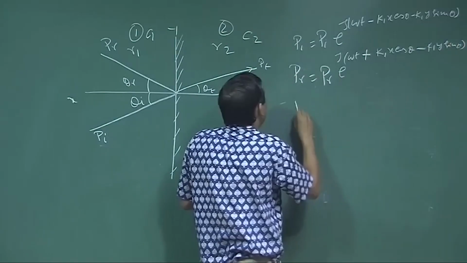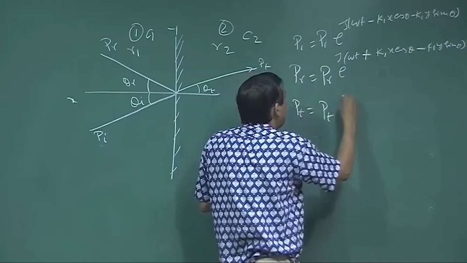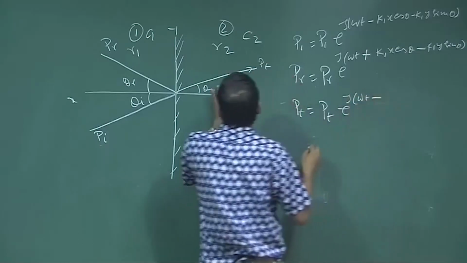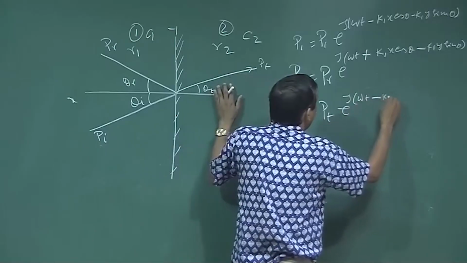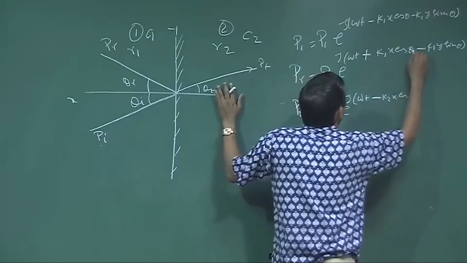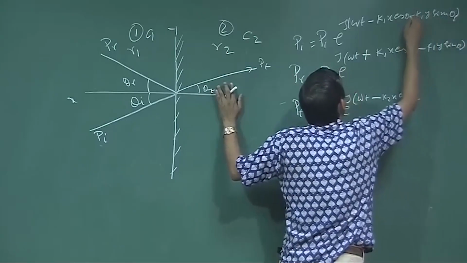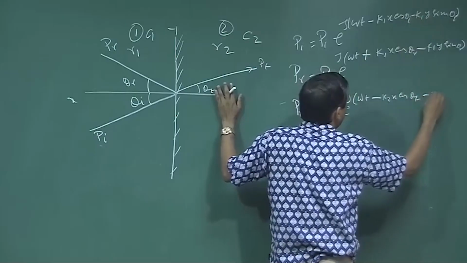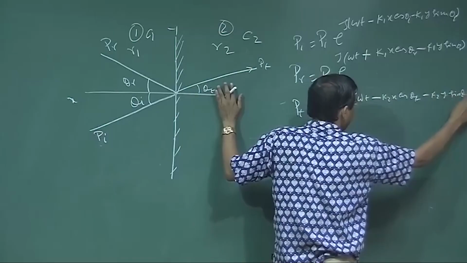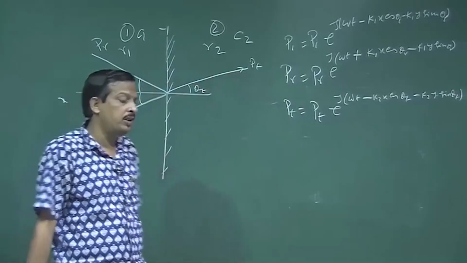And what is PT? PT is nothing but, let the pressure amplitude be PT e to the power j omega t minus, in the second medium, k2 x cos theta t minus k2 y sin theta t. Okay. So this is the wave equation.